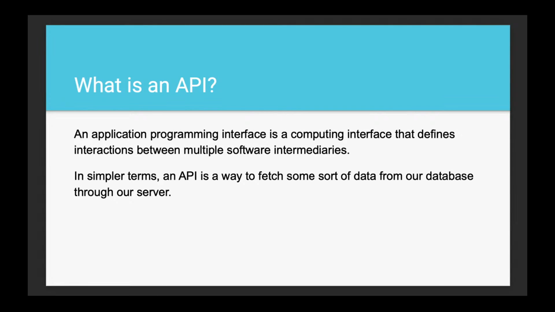So what is an API? In simple terms, an API is a way to fetch some sort of data from our database through our server. When we make apps, when we make a project, there's a front end and a back end. The front end guy's job is to display data beautifully, and the back end guy's job is mainly to send the data to him through our database.